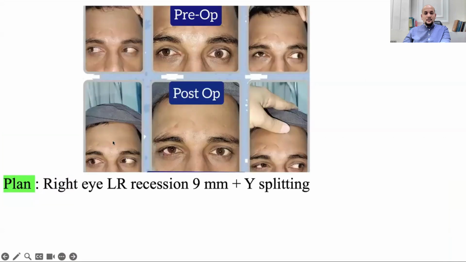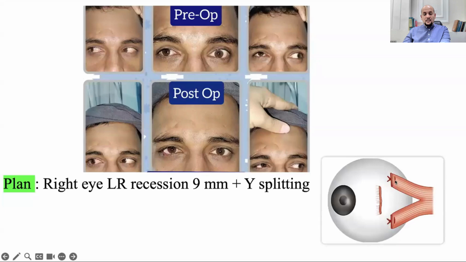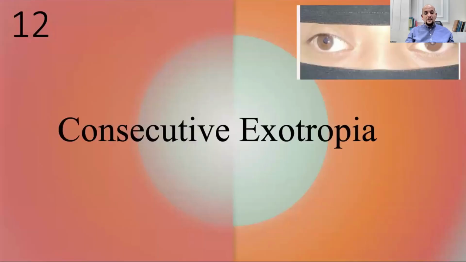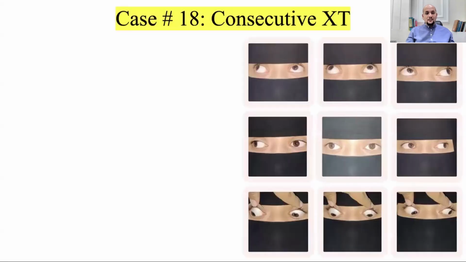So I had done lateral rectus recession of 9 millimeters with Y splitting. So that is the Y splitting procedure. You divide the lateral rectus into two halves, and you do the recession and make them away from each other, 20 millimeters apart. And that will help in relieving the upshoot along with the exotropia because of the recession that we had done. Coming to the last case, consecutive exotropia.